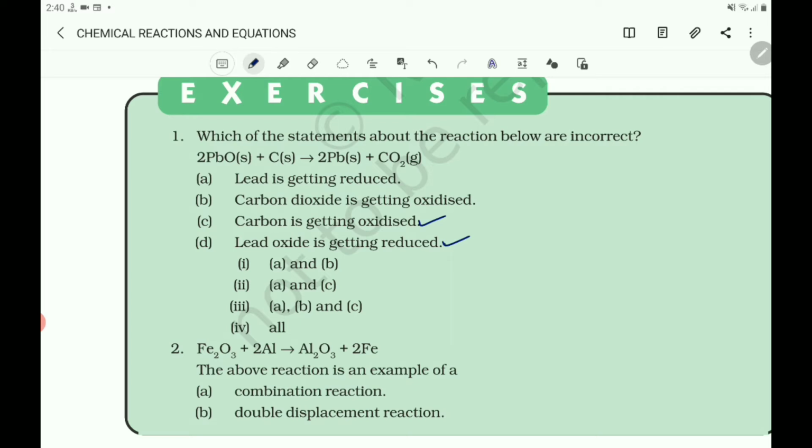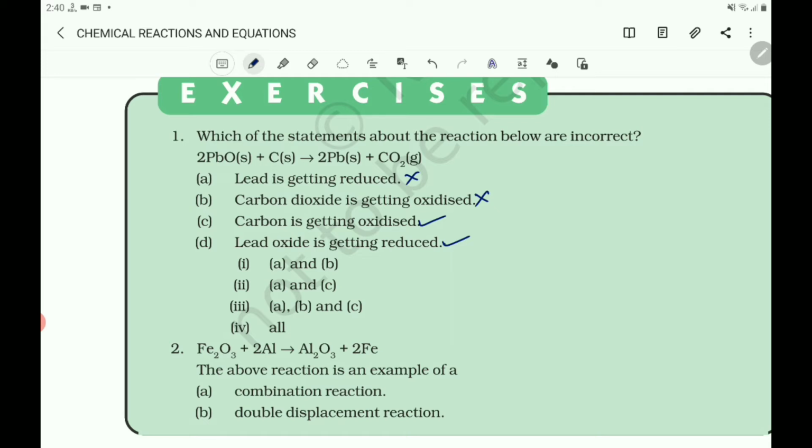And what is the first statement? Lead is getting reduced. Here this is wrong. Here you know that lead is a product. It is not a reactant. Carbon dioxide is getting oxidized. Here carbon is oxidized, not carbon dioxide. Carbon dioxide is a compound. So this statement is also wrong. So here we have to find out the incorrect statements. A and B are incorrect. That is the answer here.